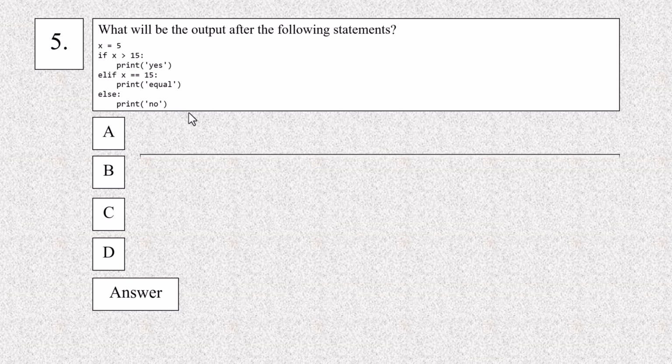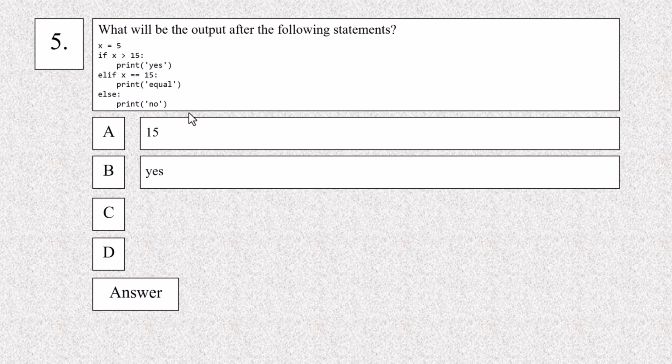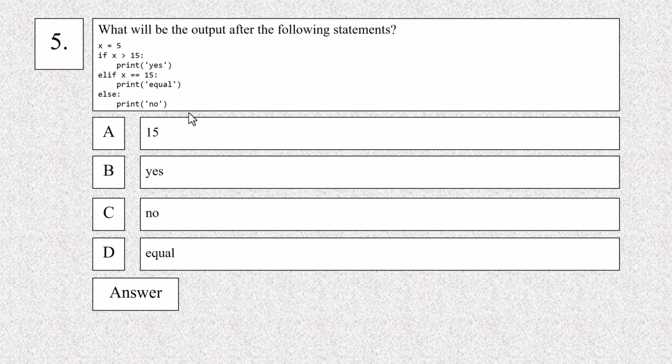So here are our options: option A 15, option B yes, option C no, option D equal, and the correct answer will be option C. Why? Because whenever it is checking x greater than 15, this time this will be false. For this reason it will go to the next condition, x equals 15 or not. This is also false because x is 5, and it will go to the last condition, that is else, and this time it will print no.